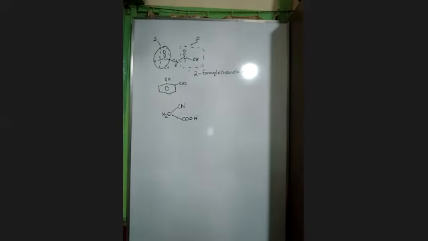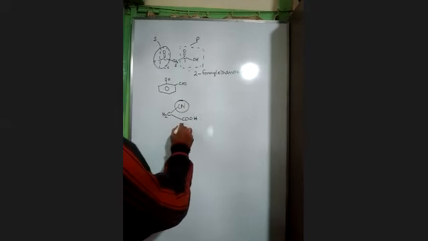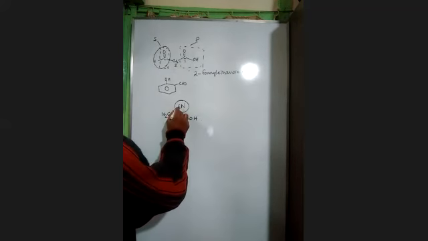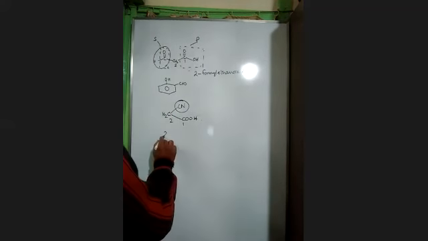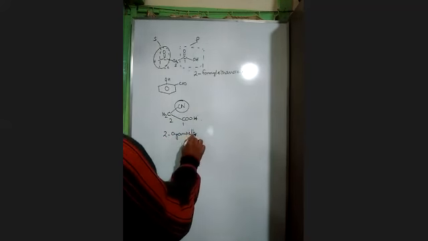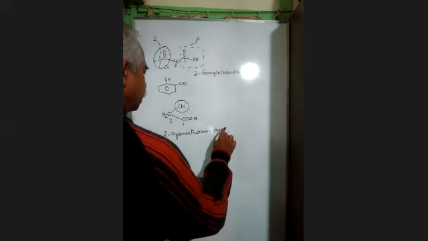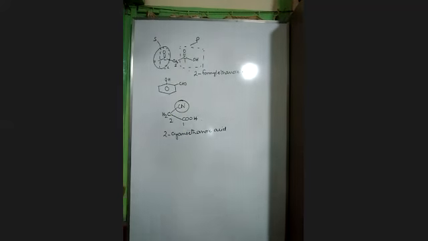So what is the name? Cyanoethanoic acid. Good. Because the moment I say cyano, carbon is already there. There is 1. So I will not count this carbon here. So it is called 2-cyanoethanoic acid. Okay.